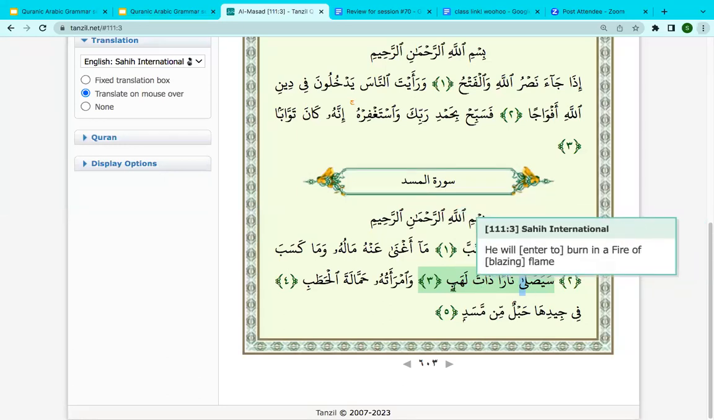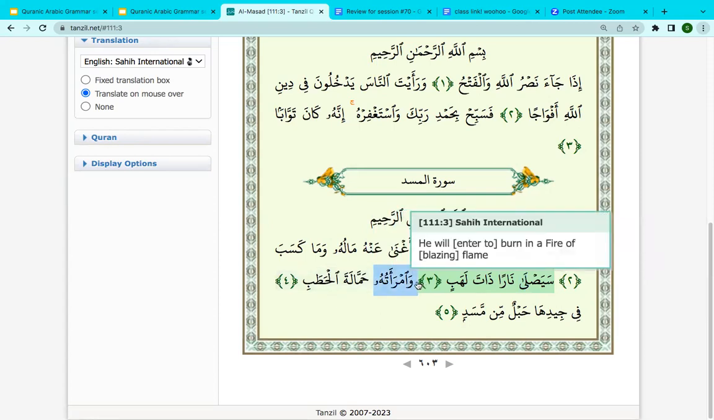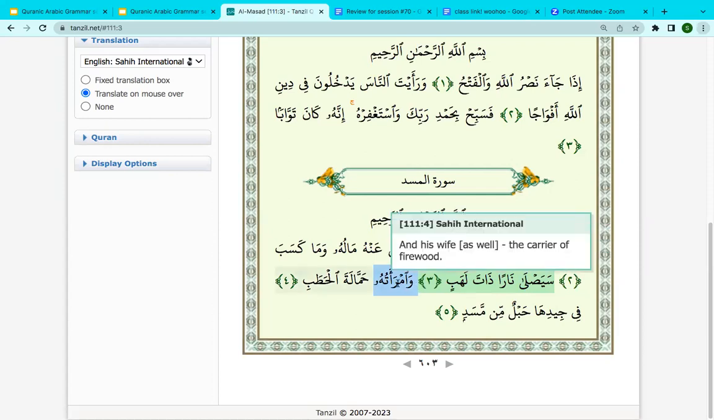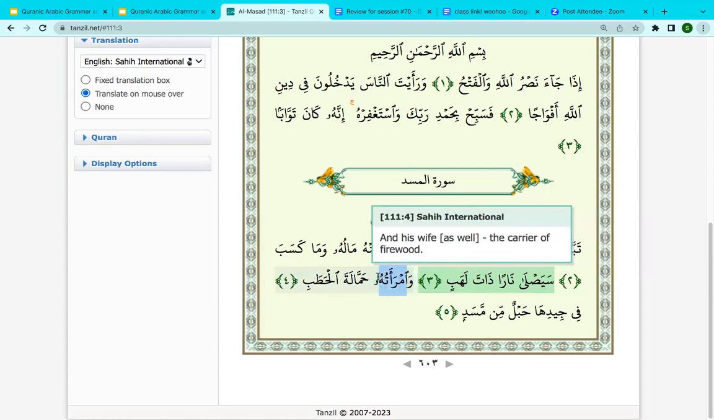Sayasla naram zata lahab. So he will enter to burn in a fire of a blazing fire. Okay. Now what is this doing here? Wamra'atuhu. It's an atf. Imra'atu, what's the status here? Rough in status. And what is the structure, one word or two words? It's an idafa. Very well done. There are two words. So his wife. So now, can I see an ism that I can call that this word is matuf on that ism?